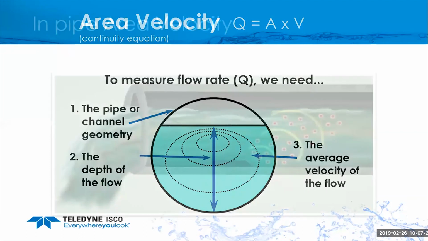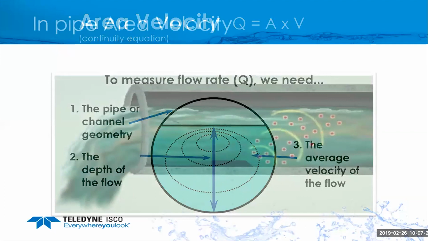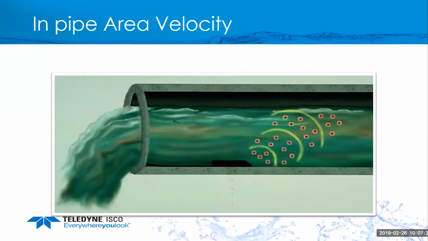So here's what that looks like. We have an in-pipe area velocity sensor in the bottom of the channel. It has a differential pressure transducer to read the depth of the water to calculate the wetted cross-sectional area. It transmits a frequency into the flow stream and gets a return Doppler shift, or frequency shift, from all the air bubbles and particles in the water to determine the average velocity.